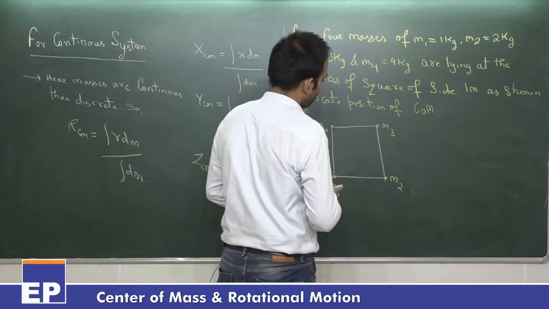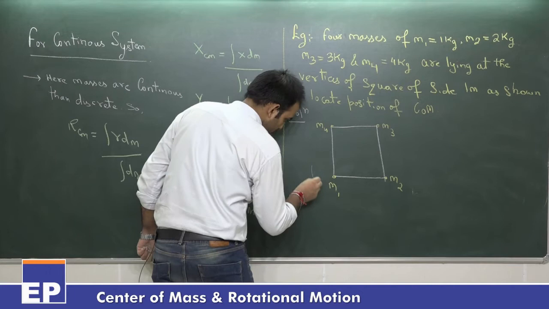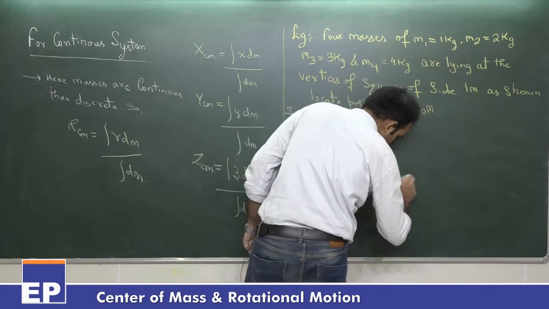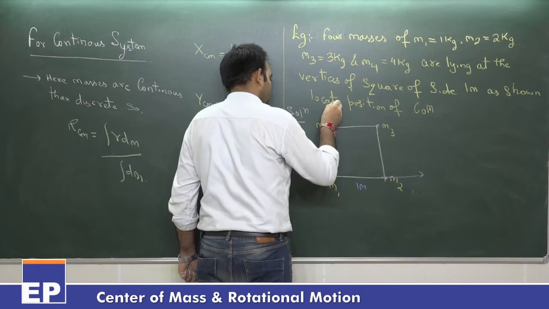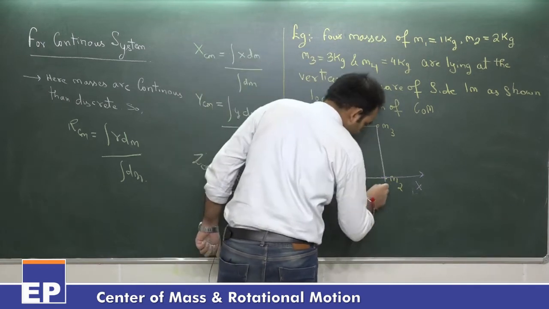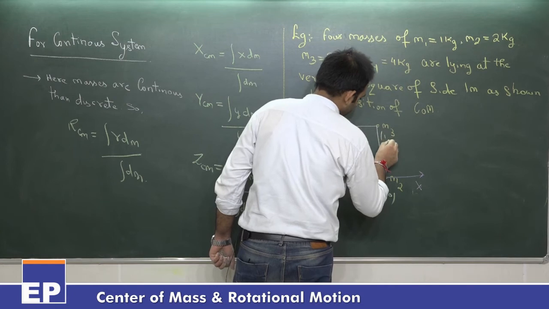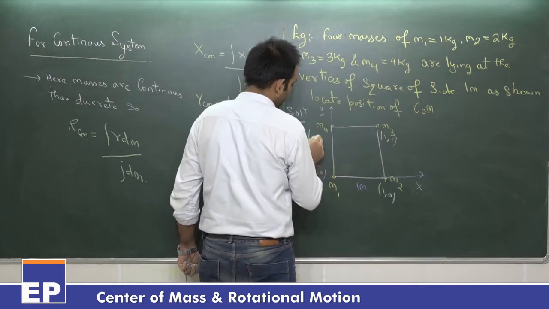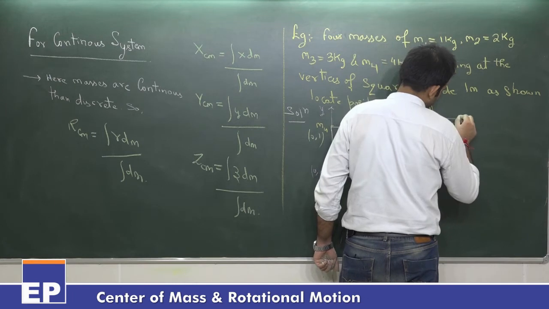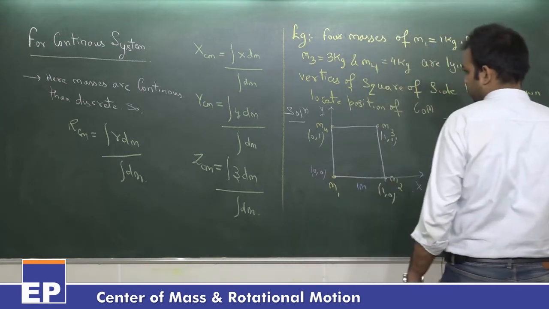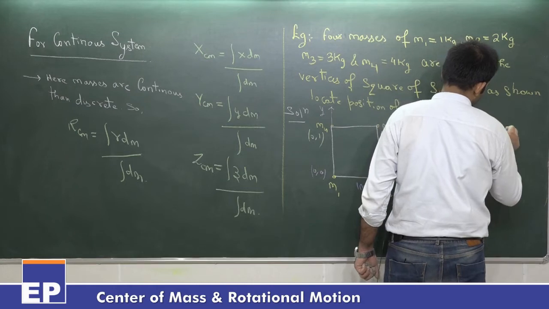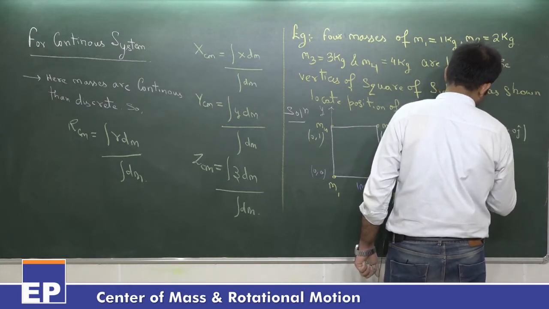M1 is how much? 1 kg, 2 kg, 3 kg, 4 kg. Consider this to be the origin. This is 1 meter. Let's put this lying along the x-axis, and this lying along the y-axis. So it will become 1, 0. It will become 1, 1. It will become 0, 1. So what is RCM? This is M1 into R1. Plus M2.